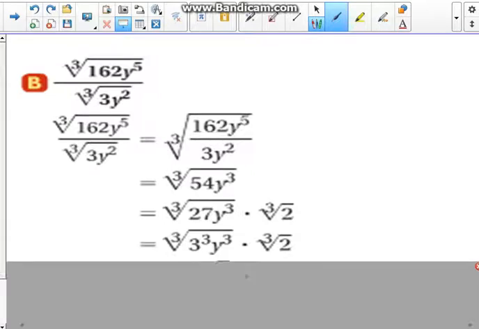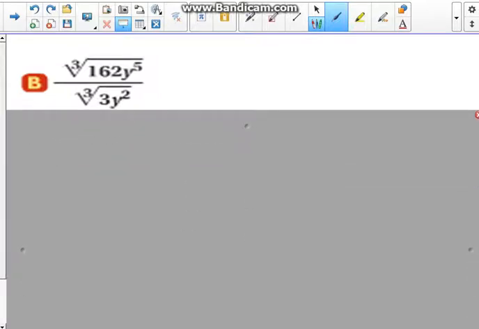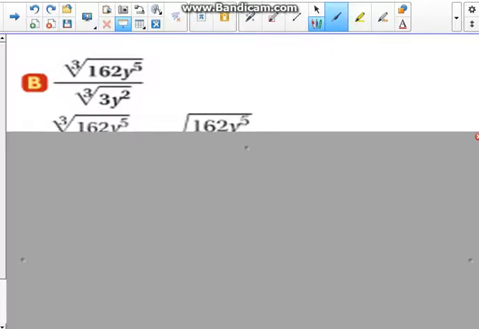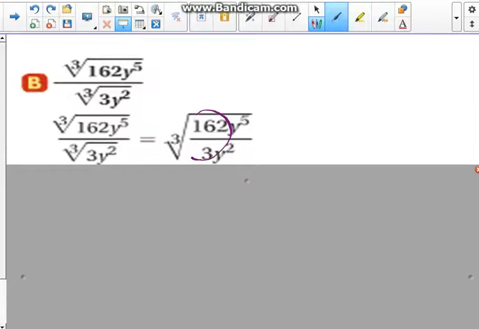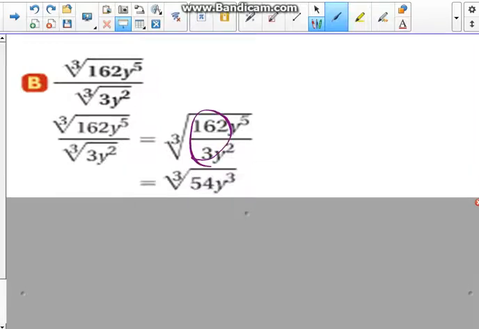Our next problem, we have the cubed root of 162 y to the 5th over the cubed root of 3y squared. So the first thing we want to do again is combine it under one radical sign and then process them. So 162 divided by 3 is 54, and y to the 5th over y squared is y to the 5 minus 2, which is y cubed. So now that puts us here.